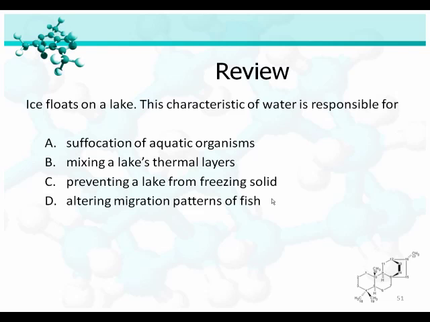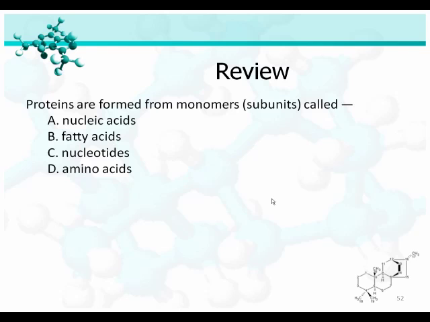Proteins are formed from monomer subunits called, again, think back to your informational slides to choose the correct answer. Your choices are A, nucleic acid; B, fatty acid; C, nucleotides; and D, amino acid. The correct answer is D. We can eliminate A because nucleic acid is a type of macromolecule. Fatty acids are monomers of lipids. Nucleotide is the monomer for the nucleic acid, so the correct answer choice is D, amino acids.